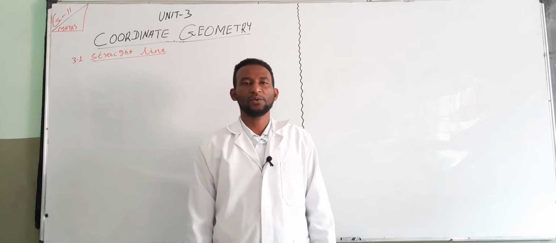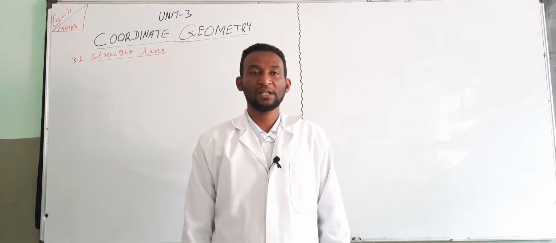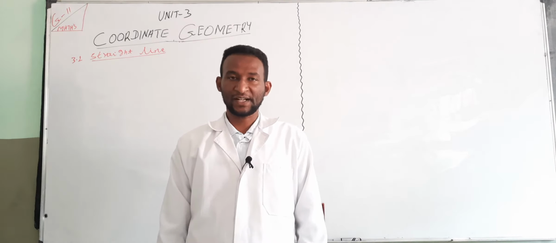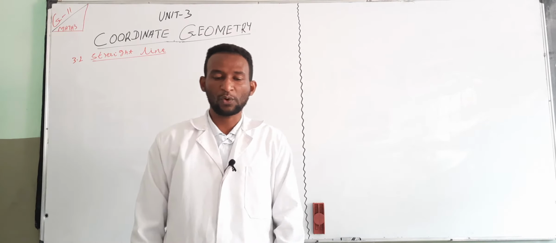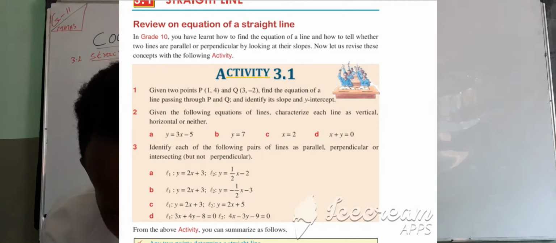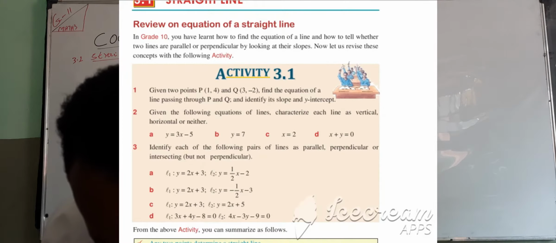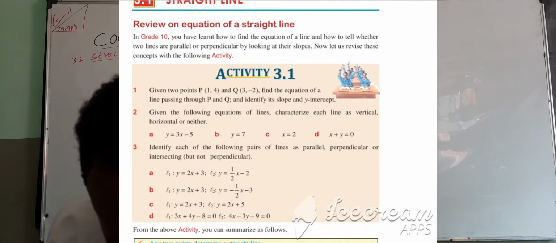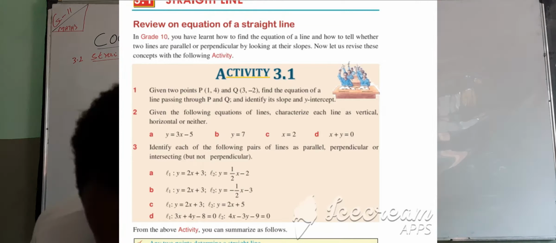In this lecture video, we begin this unit, coordinate geometry, with 3.1 Straight Line. Let us see the review on equation of a straight line. In grade 10, you have learned how to find the equation of a line and how to tell whether two lines are parallel or perpendicular by looking at their slopes. Based on their slopes, we can identify whether two lines are parallel or perpendicular.